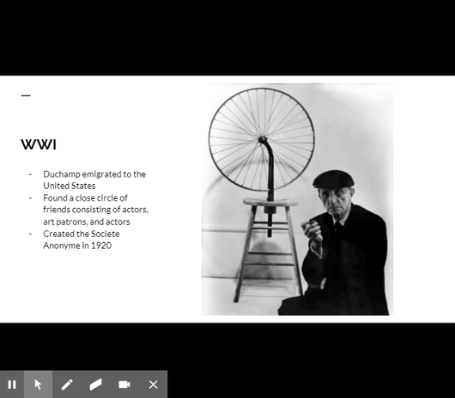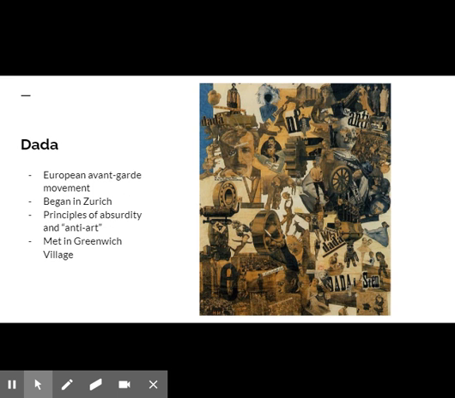This was the beginning of his lifelong involvement in art dealing and collecting. They collected modern artworks, arranged exhibitions, and lectures throughout the 1930s. Dada was an art movement of the European avant-garde in the early 20th century. It began in Zurich and spread to Berlin. They followed principles of absurdity and anti-art.